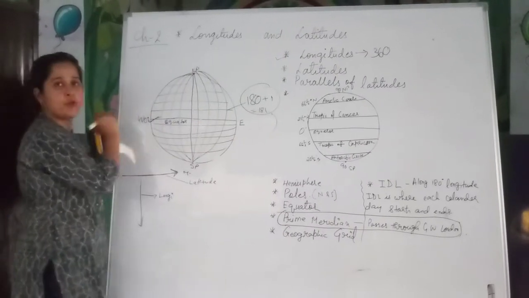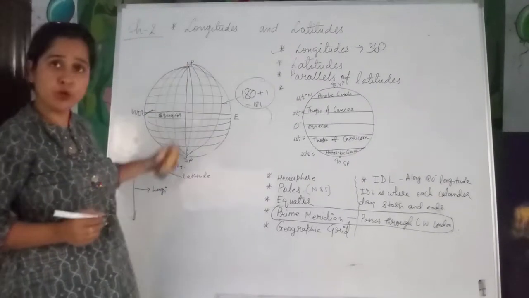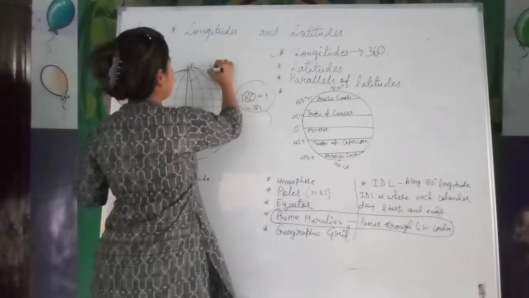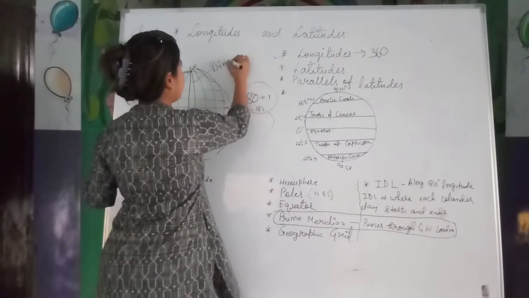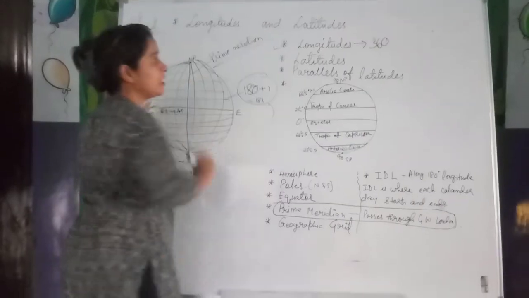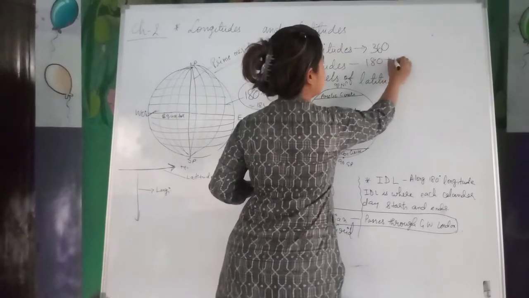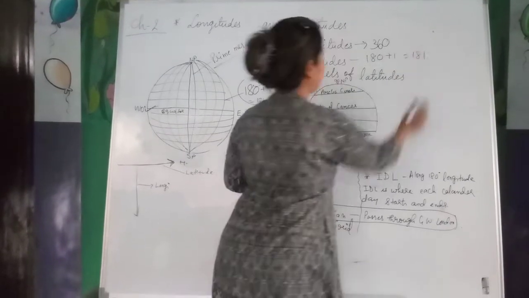So what is the name of the longest latitude on the earth? Equator. And what is the name of the longest longitude on the earth? It is the prime meridian. So once again I am repeating that latitudes are 180 plus 1 equals 181 latitudes.